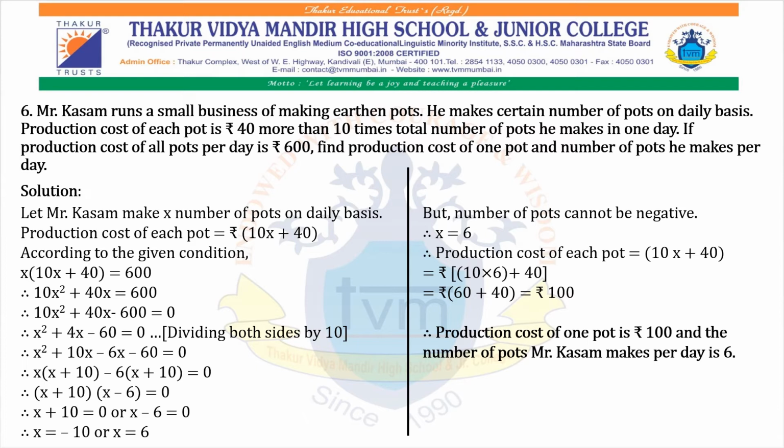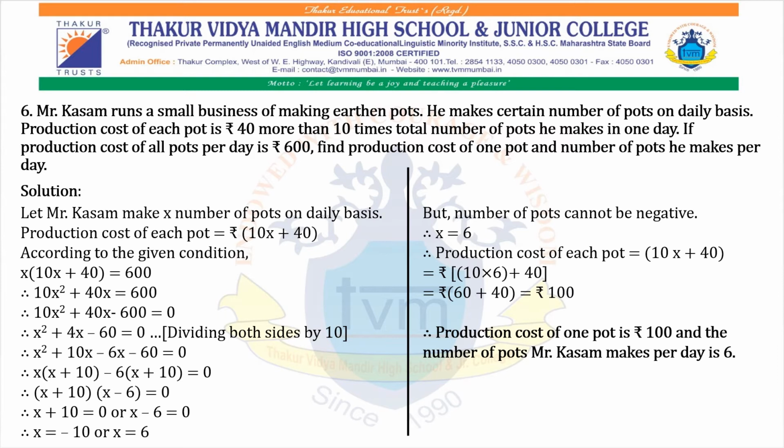So x square plus 10x minus 6x minus 60 is equal to 0. Therefore, x(x plus 10) minus 6(x plus 10) is equal to 0. Therefore, (x plus 10)(x minus 6) is equal to 0. Therefore, x plus 10 is equal to 0 or x minus 6 is equal to 0. Therefore, x is equal to minus 10 or x is equal to 6. But the number of pots cannot be negative. Therefore, x is equal to minus 10 is unacceptable. Therefore, x is equal to 6.